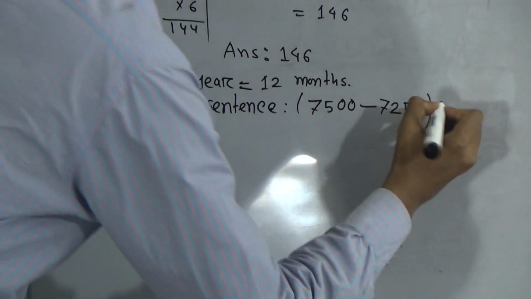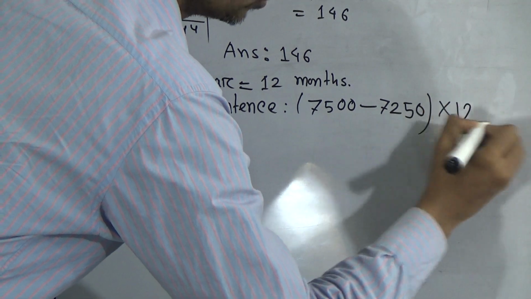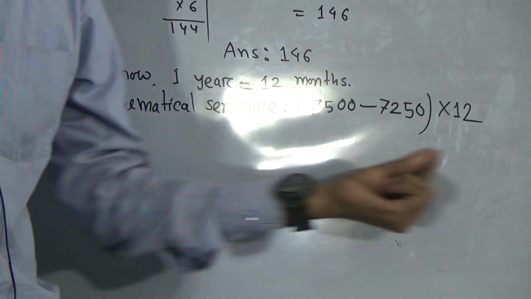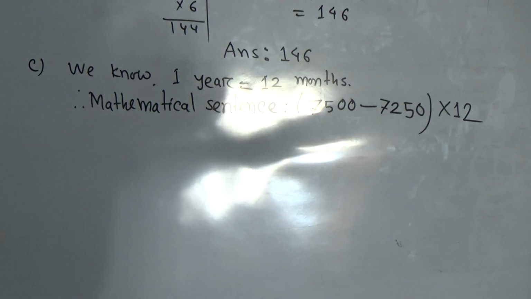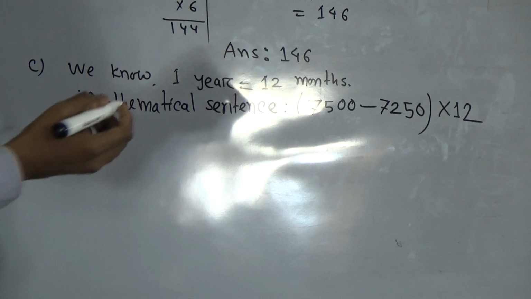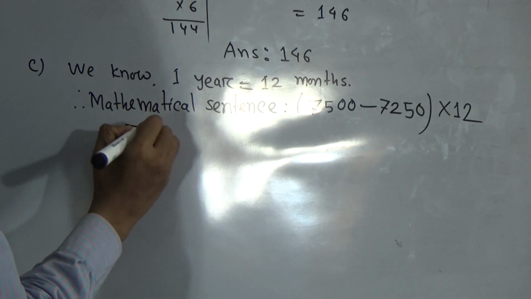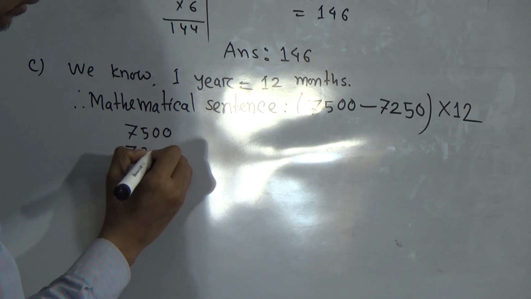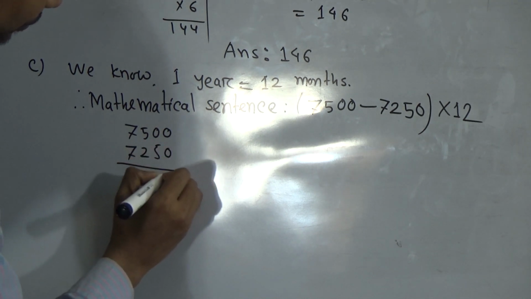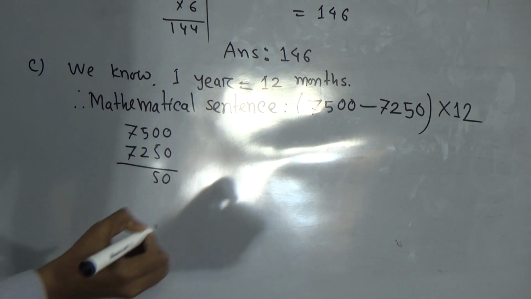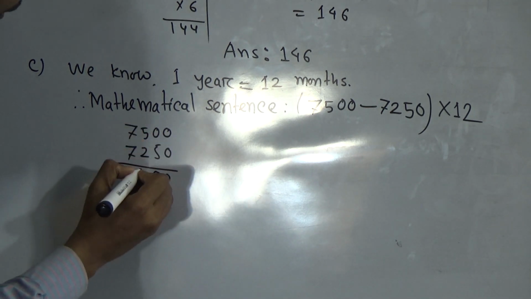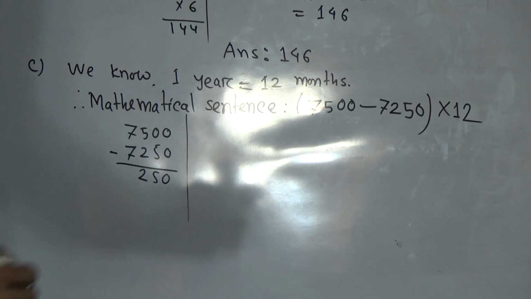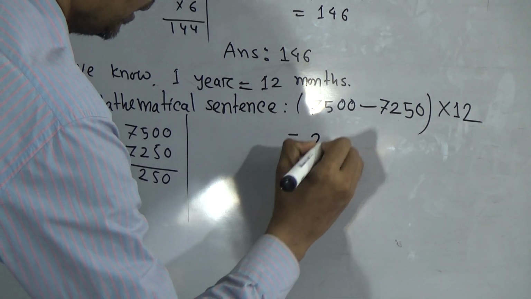That means you have to multiply this by 12. Okay, this is the mathematical sentence. Now we have to solve. Okay, at first you have to subtract 7,500 minus 7,250. 5, you have 1 in your hand, 1 plus 2, 3. 5 minus 3 equal to what? 2. Okay? This is equal to what? 250.